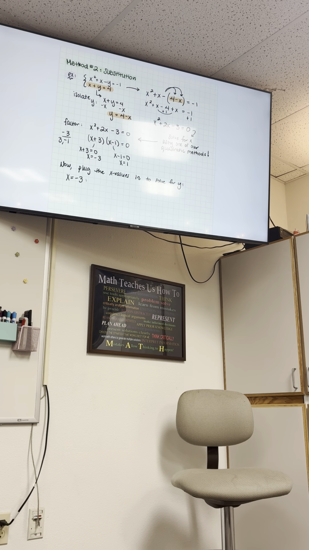So if we put negative 3 into the linear equation, we have negative 3 plus y equals 4. If you add that over, we get 7. So here's one solution, the point negative 3, 7. The other one, x was equal to positive 1. We have 1 plus y equals 4. So if you subtract the 1, you get 3. And there's our second solution, the point 1, 3.